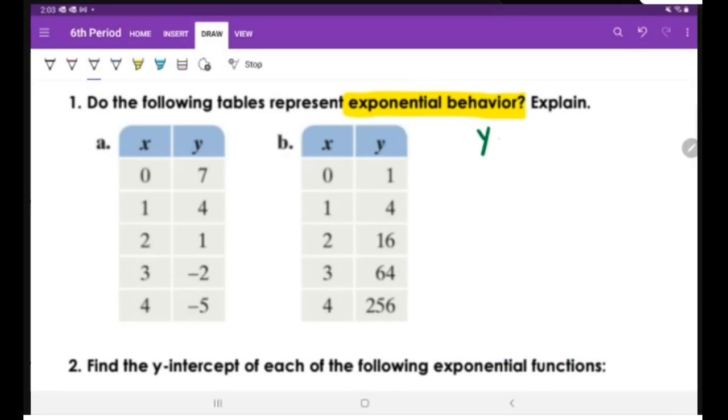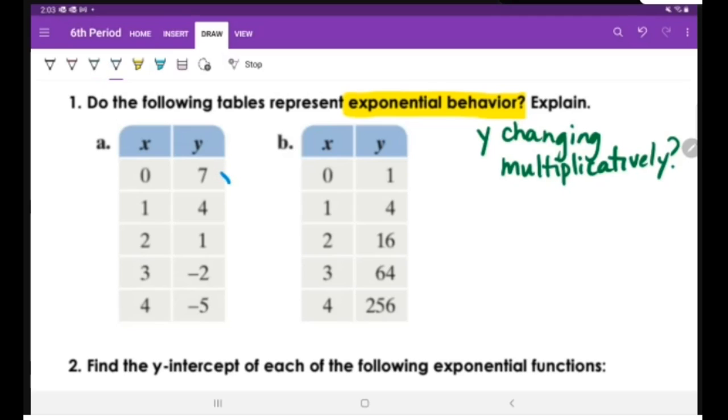What we're looking for is a y pattern where they're changing multiplicatively. That's what we're looking for. So in our first example, part A, our y values are counting down. Is this counting down by subtraction or division? Subtraction. We're doing -3, -3, -3, -3.